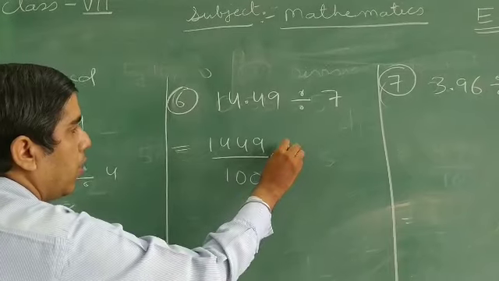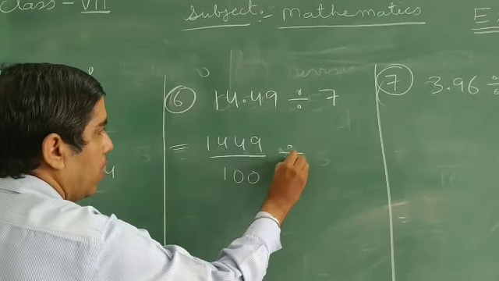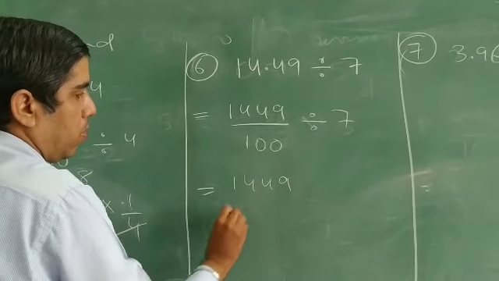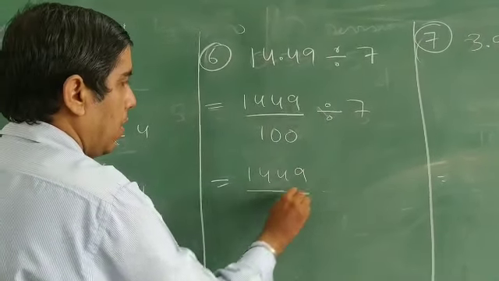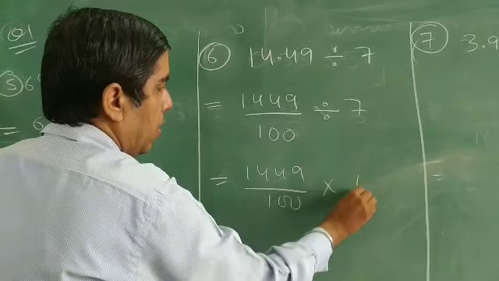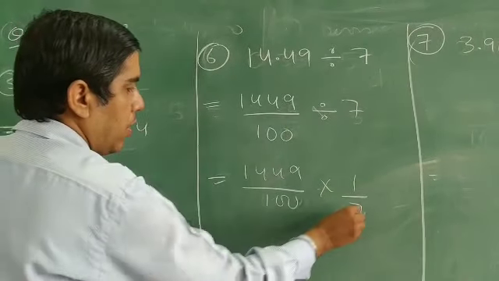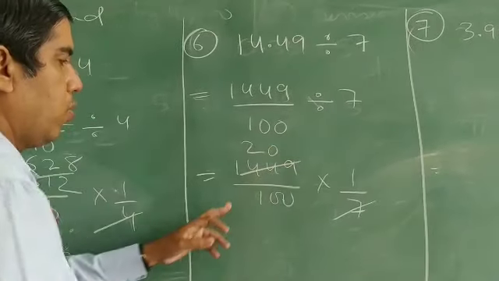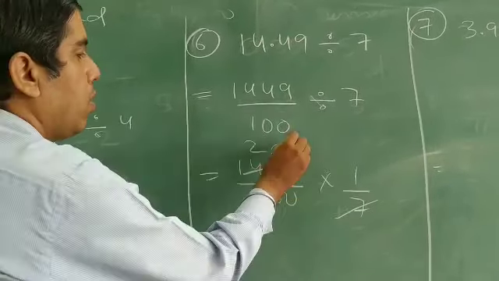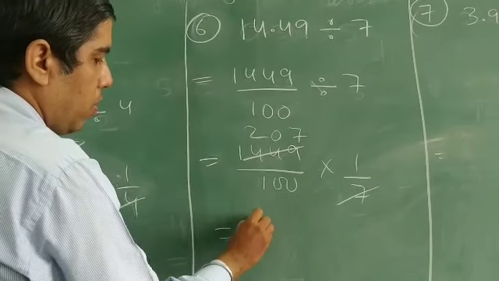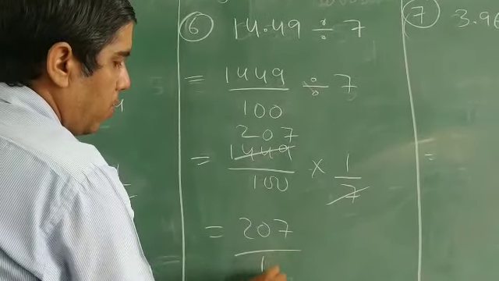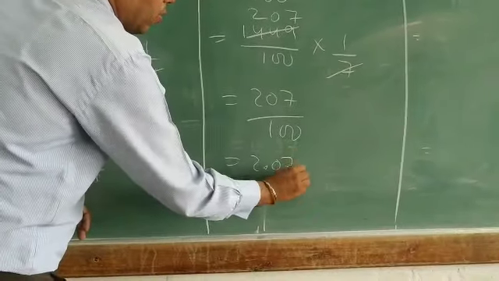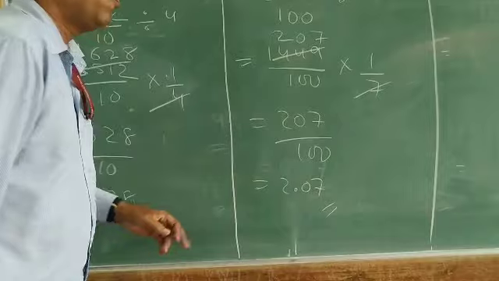By 100. Here now I will keep it as it is, divided by 100. I will make this 1 by 7 multiplication. Now 7 sevens are 49, and 7 twos are 14, and 0 because the 7 table doesn't give 4. If it is 207 divided by 100, it would come as 2.07. That is the answer, 2.07.